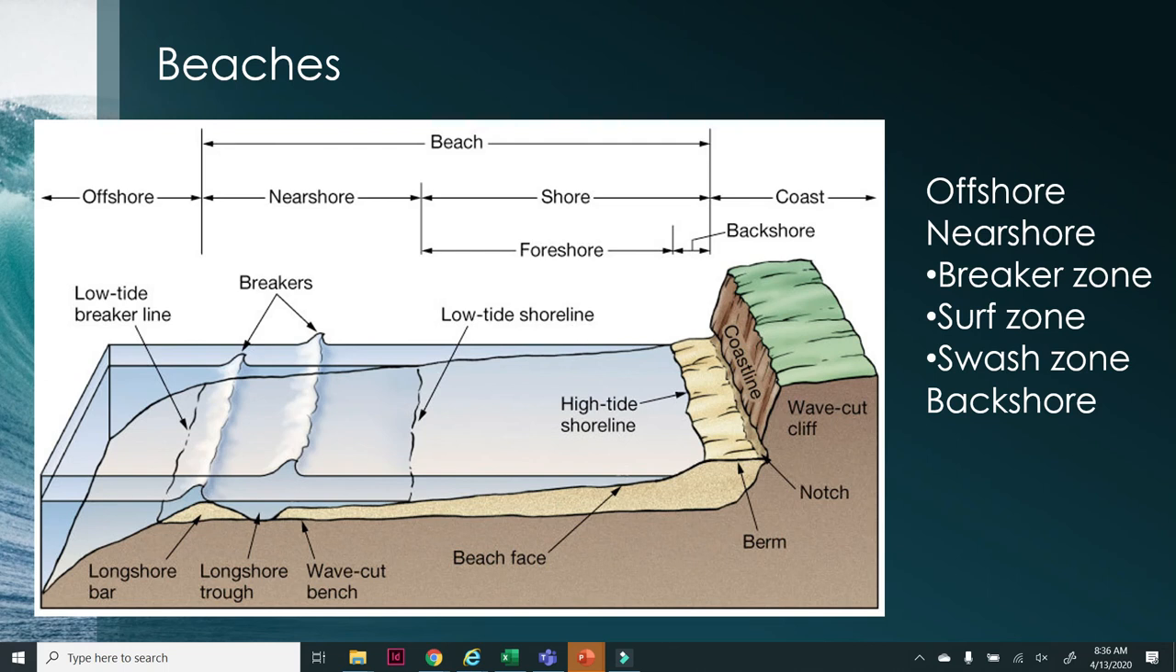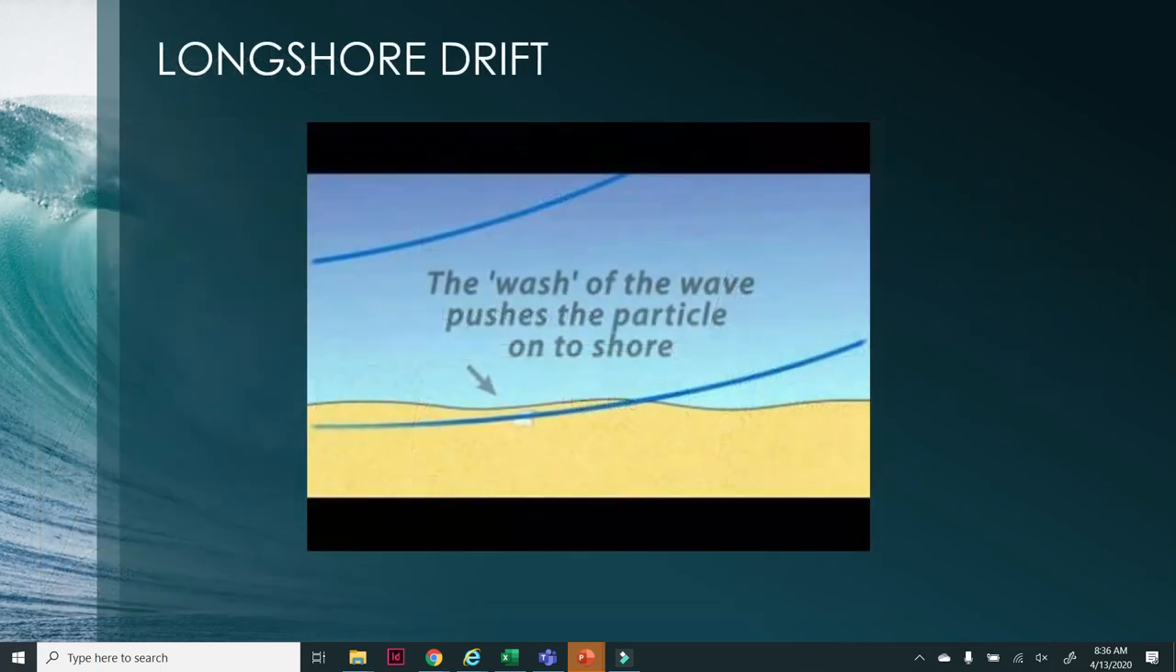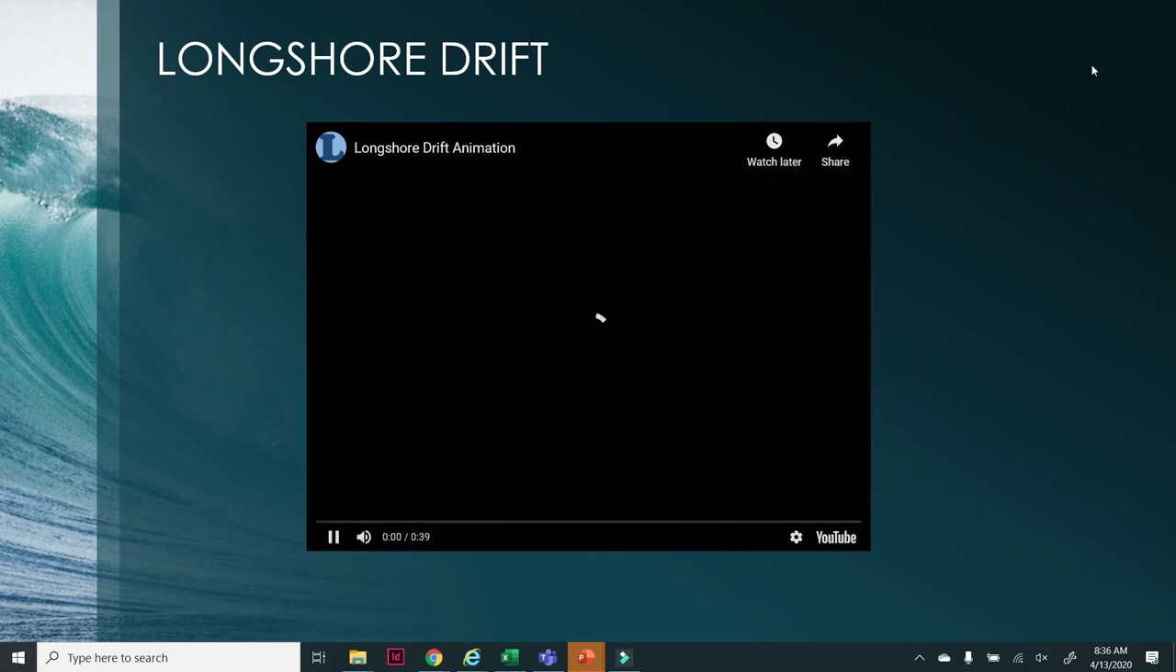Okay, so when we talk about waves, we talk about the breaker zone here. The surf zone is just inside of it, and then the swash zone in here. All right, so those are some words we might be using during this lecture. So now that we've talked about waves and beaches, let's work on some new concepts. And one of the really important concepts when we talk about beaches is something called longshore drift. Okay, so we're going to look at this animation here of how longshore drift works, and then we'll talk about it a bit.